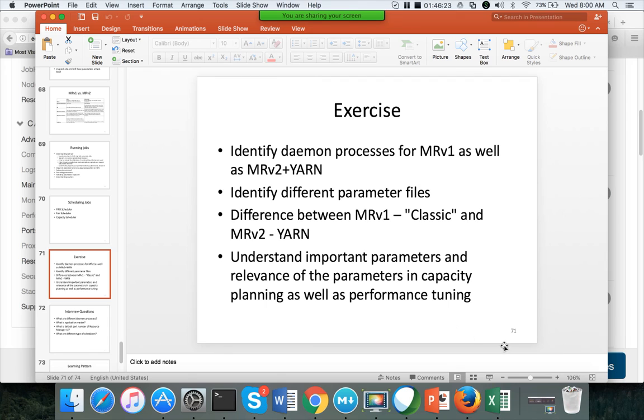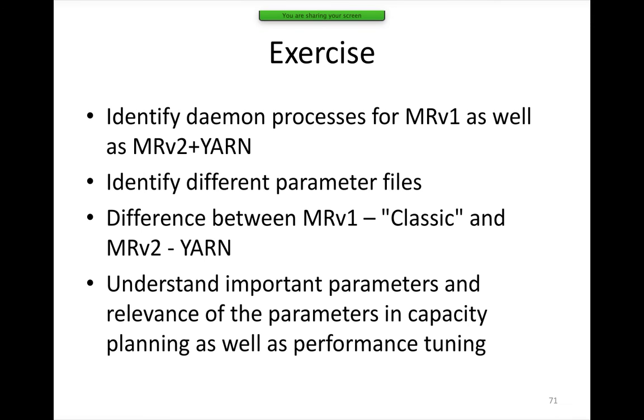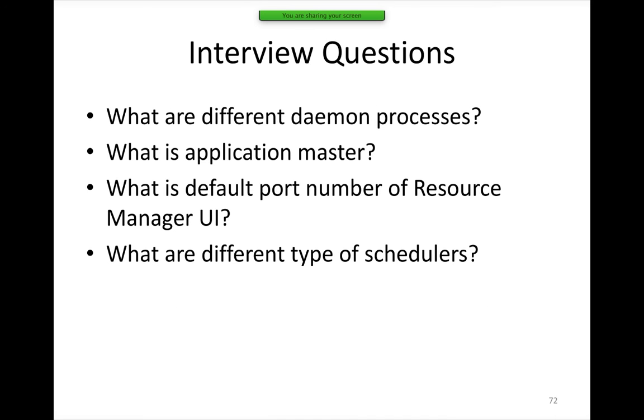Okay, so for the exercise, you need to understand what the daemon processes are for MRv1 as well as MRv2 plus YARN. You need to identify the different parameter files. You need to understand the difference between classic and YARN, and understand important parameters and the relevance of the parameters in capacity planning as well as performance tuning. I have covered all those things in detail.